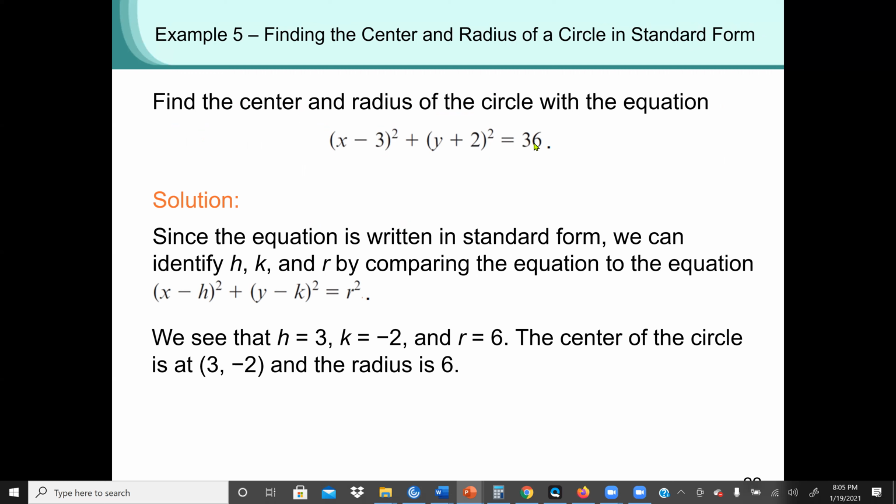Then remember this will be squared. So r squared is 36. That means r will be 6. So let's see the solution.